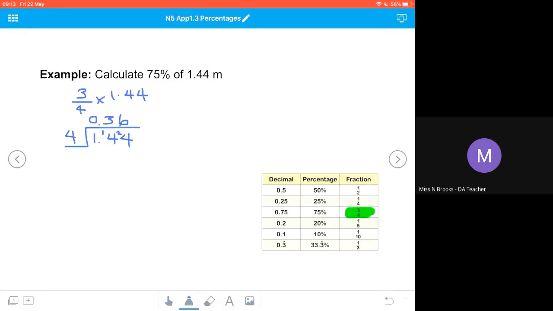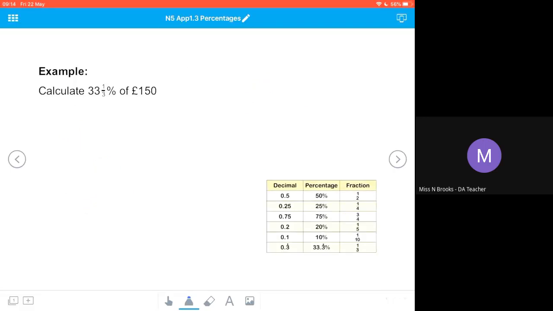Now we need to multiply by the top. That's 3. So we're going to do 0.36 multiplied by 3. 6 times 3 is 18. So we put our 8 in our units and we carry the 1. 3 times 3 is 9 and add on the 1 is 10. And carry the 1. And 3 times 0 is 0 plus 1 is 1. And we've got 2 decimal places in our original calculation, so we're going to put our decimal point in. And then we have to remember to write our units on our answer. So if we wanted to work out 75% of 1.44 meters, the answer is 1.08 meters.